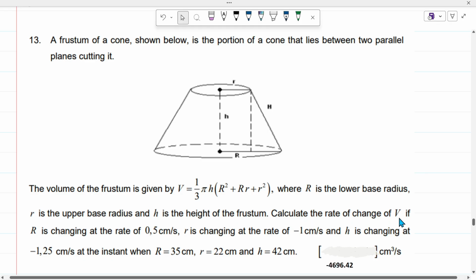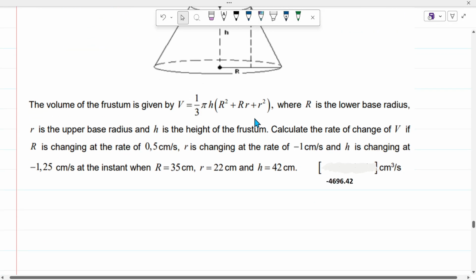So we're just going to manipulate the rate of change of volume with the use of this equation. So let's do like always. Let's start differentiating partially with respect to R, h, and small r.